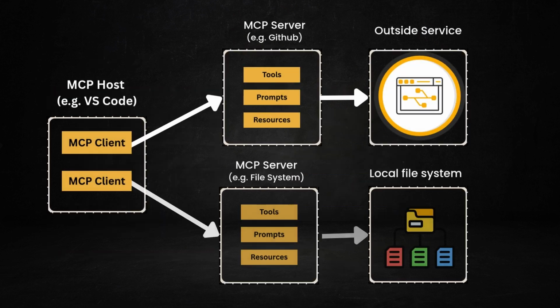For example, Visual Studio Code acts as an MCP host. When it connects to an MCP server, such as the GitHub MCP server, the VS Code runtime creates an MCP client object to manage that connection. If VS Code then connects to another server, like a local file system MCP server, it creates a separate client object for that connection. In this way, each MCP client maintains a one-to-one relationship with its corresponding MCP server.